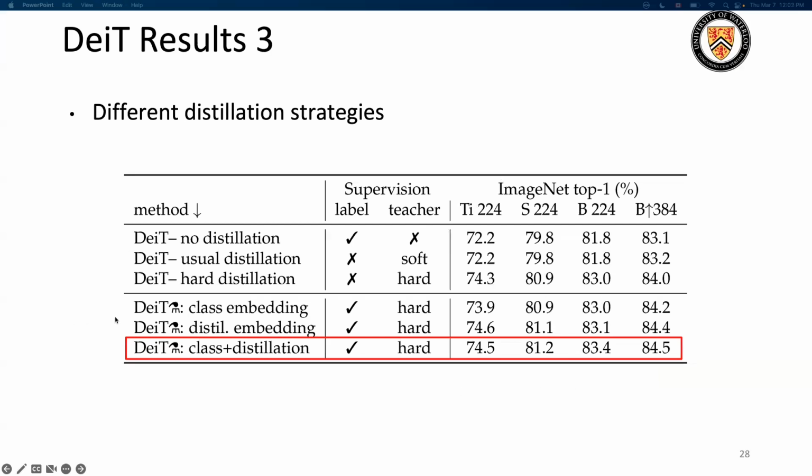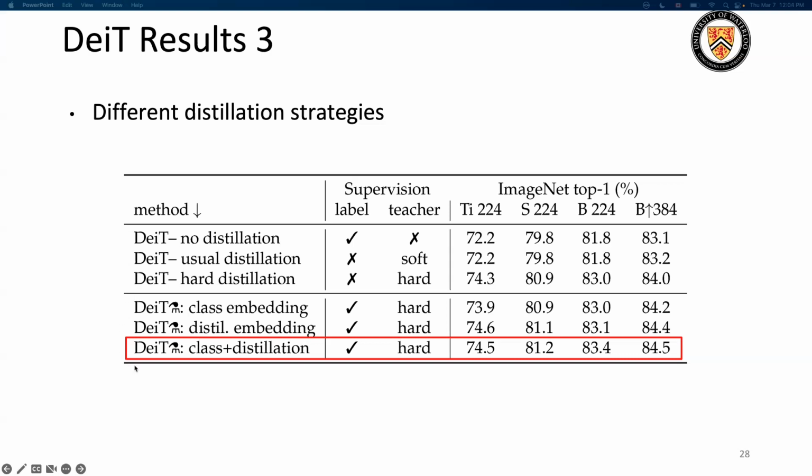They reported the results for different distillation strategies. So this symbol that you see here means that it used two losses, the cross entropy loss and the teacher loss. But this one here means that it will only use one loss and not the distillation token. So the first one is trained based on true labels without any distillation. The second one is trained with the CLS token based on soft distillation. The third one is trained with the CLS token based on hard distillation.